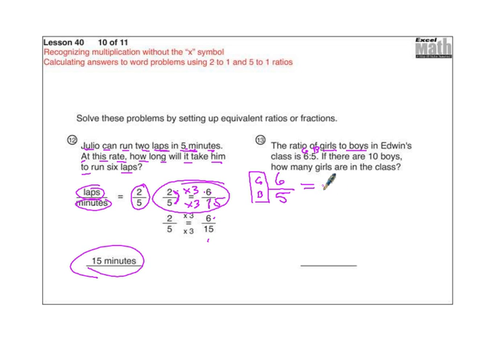And so then over here, when I put boys in, I'm going to put the boys down here on the bottom and keep the boys as the denominator of my ratio. And then I do not know this number right here for the girls. How do I go from 5 to 10? I multiply by 2. So I'm going to do the same thing here, and I get 12 girls.